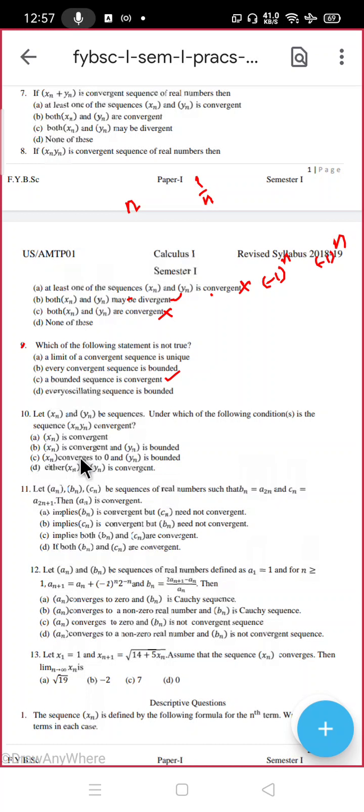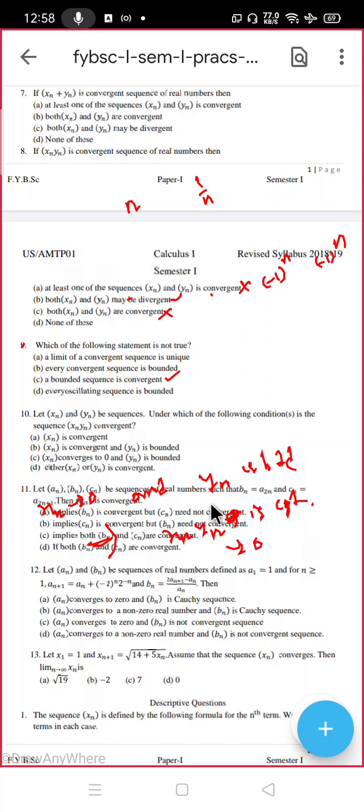Yeah, this is a nice question. Xn and Yn, under which condition is Xn into Yn convergent? I think I should have done this theorem now. The statement of the theorem is this: if Xn goes to 0 and Yn is bounded, then prove that Xn into Yn is convergent, and converges to 0. This is what I want to prove.